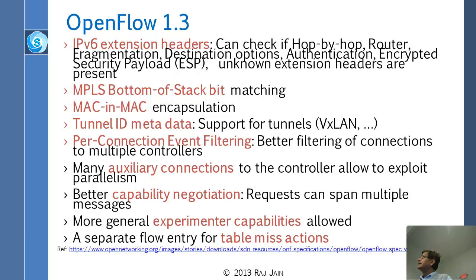But anyways, extension headers. So now you can check hop by hop extension header, router extension header, fragmentation extension header, destination options extension header, authentication extension header, and ESP extension header. And if something else is present. So IPv6 needed more work. MPLS was handled okay, except that when the MPLS bottom of stack bit is set, then you are supposed to do something different, because when you are at the bottom of the stack, you cannot pop anymore. And so that handling was corrected.